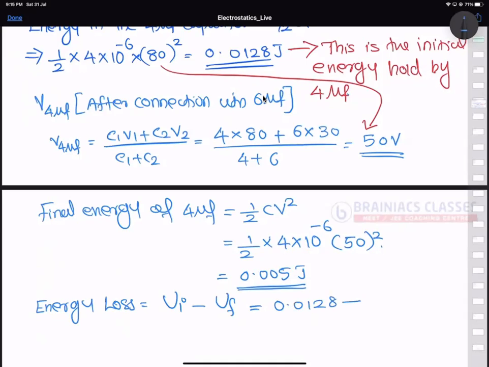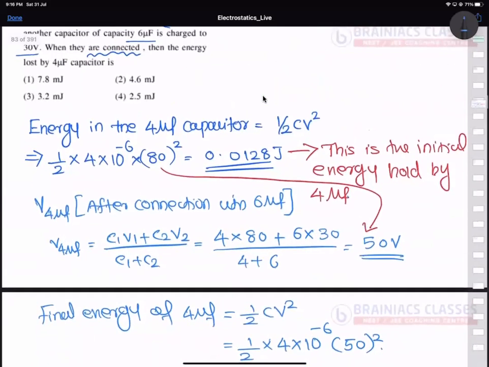0.0128 minus the final energy, 0.005. Simplify, then how much will come? 0.078, otherwise 7.8 millijoule we can write. I don't know how it is given in the answer, but it is 0.0078, 7.8 millijoule. The difference of 0.0128 minus 0.005. Let's have a look into the answer. Yeah, it's there. Option number 1 is the right answer for the question.